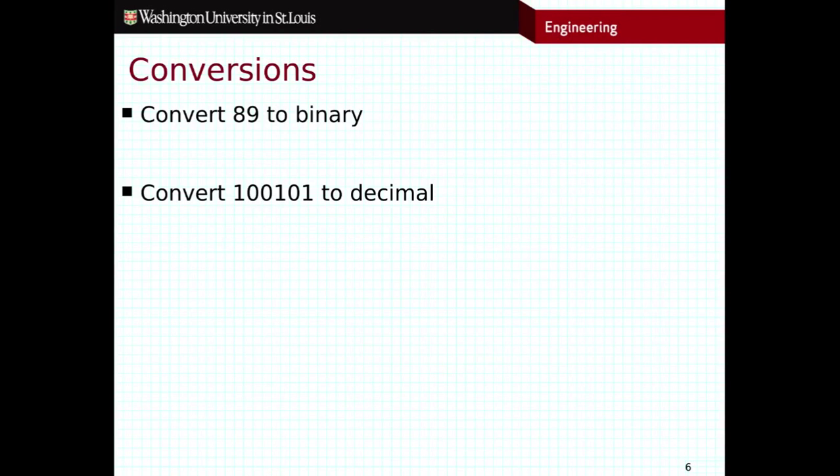So what we're going to do then is write down a number 1 to represent the fact that 64 can go into 89. That's going to be the first digit of our binary number.